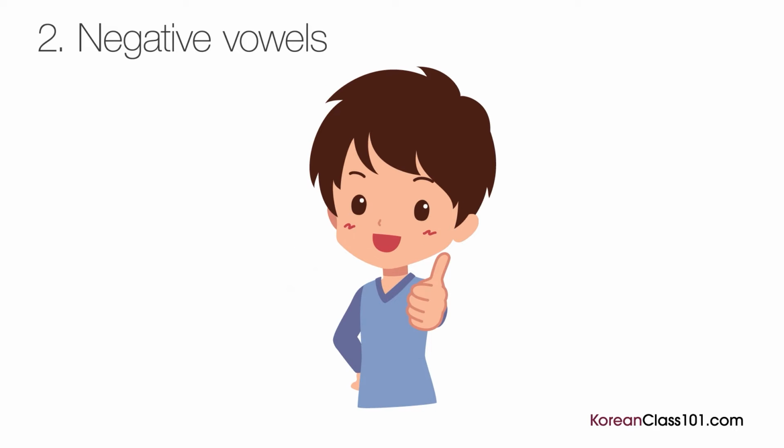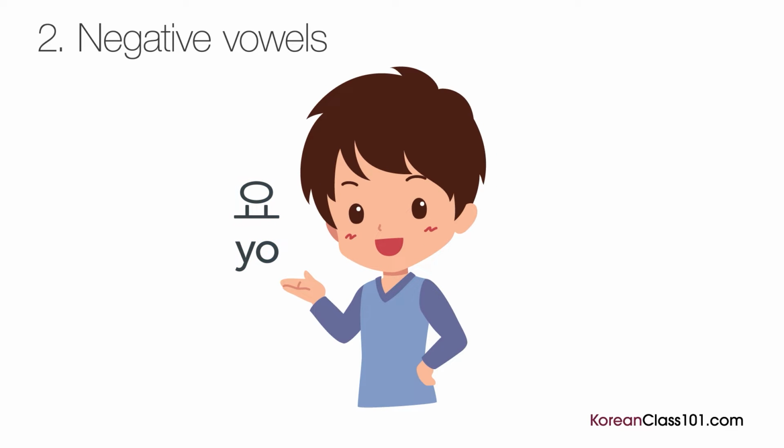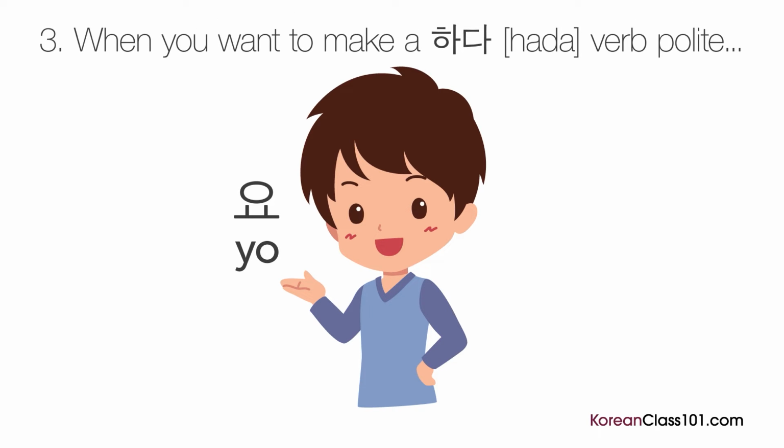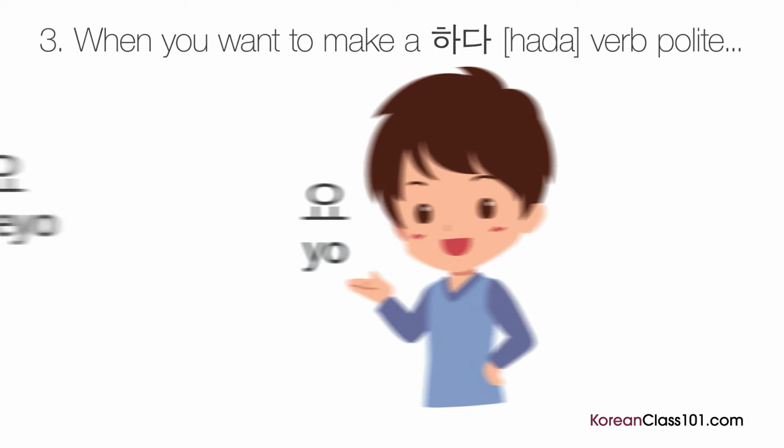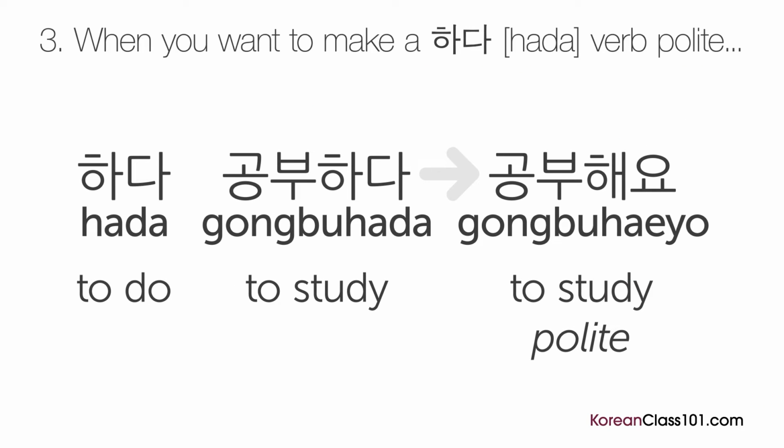Don't worry. As you hear more verbs with the 요 particle, it will come more naturally to you. Let's do one more example because we have one final rule for using the particle 요. A lot of Korean verbs are made with 하다, meaning to do. For example, 공부하다, meaning to study. When you want to make a 하다 verb polite, just replace 하다 with 해요.